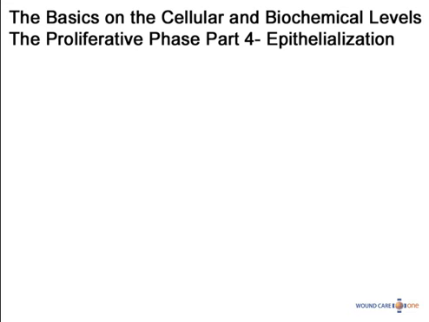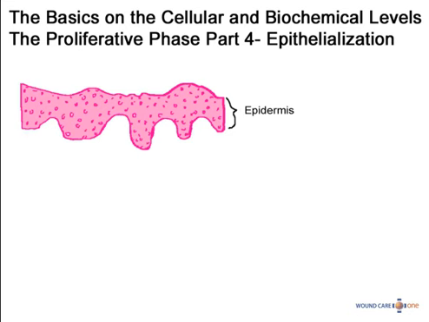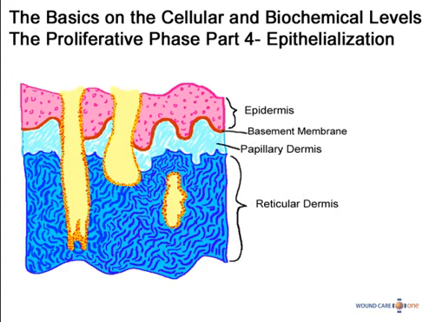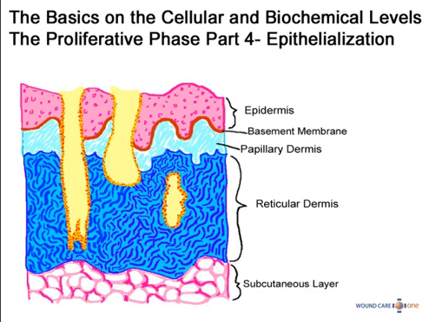So let's begin with the anatomy of the skin. The outer layer of skin is called the epidermis. It consists of epithelial cells that rest upon a basement membrane, which is irregular in shape. Below the basement membrane is the dermis. The dermis close to the basement membrane is the papillary dermis. The deeper layer of the dermis is called the reticular dermis. Below this is the subcutaneous tissue, consisting mostly of fat cells.